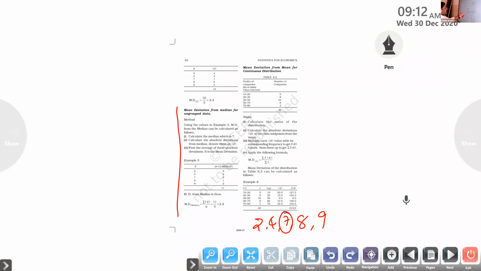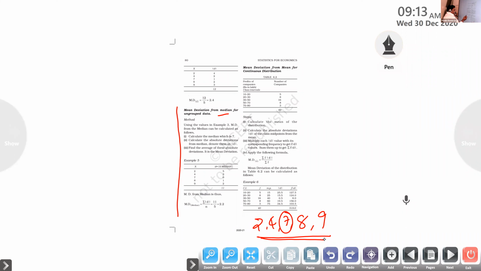For the median, we want to rearrange the data in ascending order. It is already in ascending order, so we can select the central value here: 2, 4, 7, 8, 9. So the central value is 7. So the median is 7 here, right? Okay. So calculate the absolute deviations from the median. Denote them as D. Absolute value. Then find the average of these absolute deviations. It is the mean deviation. In the first case, we found the arithmetic mean by calculation, and in the second, the median, the central value of this data. Here the mean is 6 and the median is 7. Okay, so we got it.